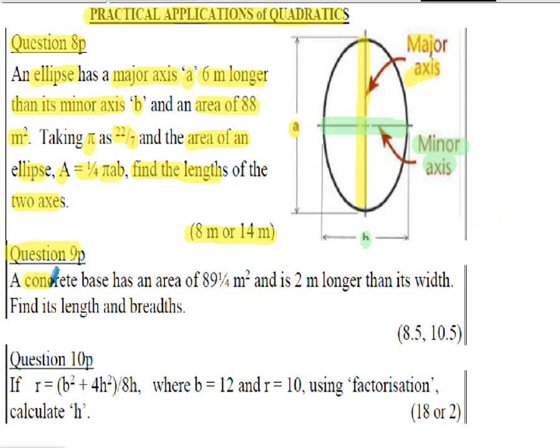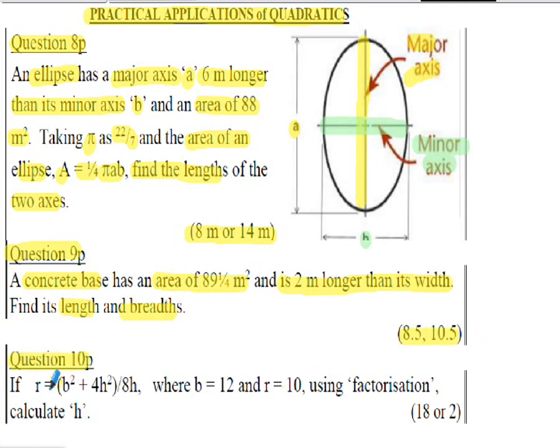Question 9. A concrete base has an area of 89.25 meters squared and is 2 meters longer than its width. We've got to find the length and the breadth, or the width. So again, you've got a relationship between the length and the width. We know that the length is 2 meters longer than the width. So if we call the length x, for example, and the width y, then x is equal to 2 plus y in this case. There's an equation. And you can also find the equation for the area, because you know the 89.25 is equal to the length multiplied by the width. So you can substitute one equation into another again and form a quadratic and solve. Answer shown on the right hand side, 8.5 meters and 10.5 meters.